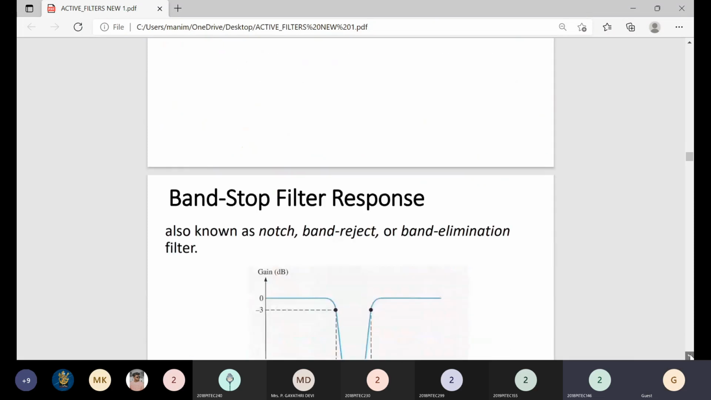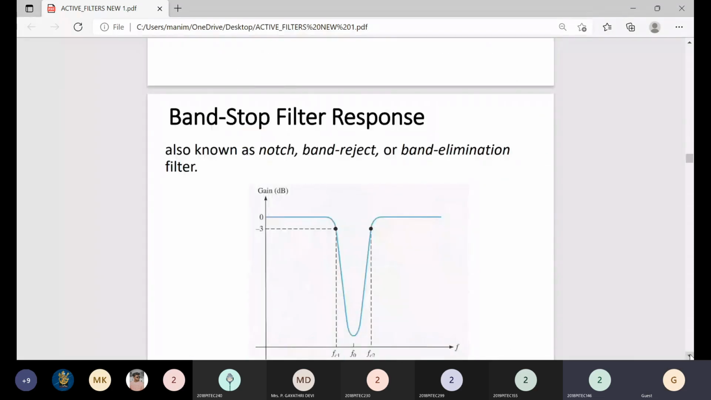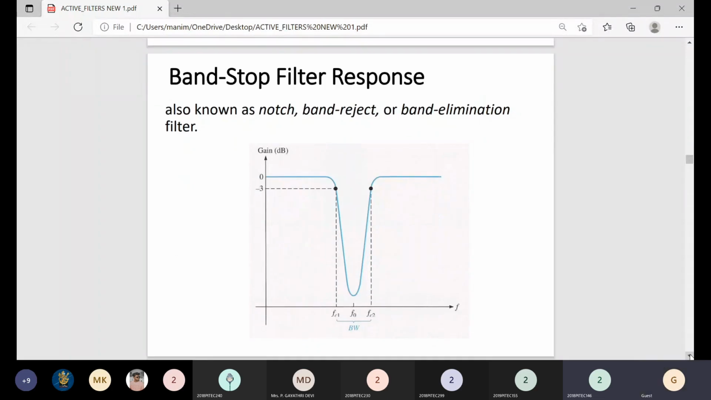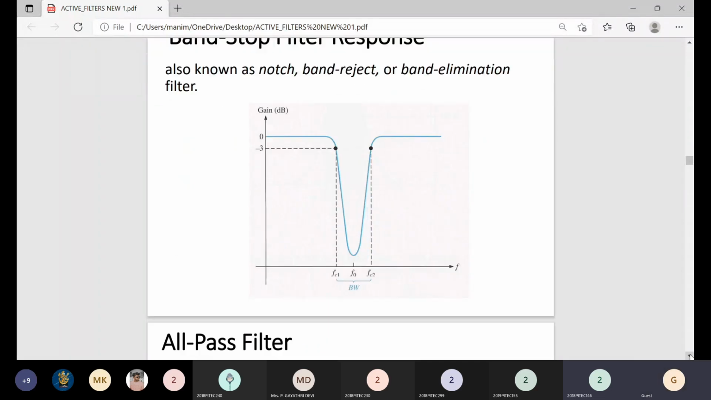Next is the band reject filter, also called the band elimination filter or notch filter. This filter attenuates some band of frequencies. From the cutoff frequency we have the stop band, and it allows the remaining frequencies. Here we have the pass band, here the stop band, and here the pass band. This is the frequency response of the band stop filter.